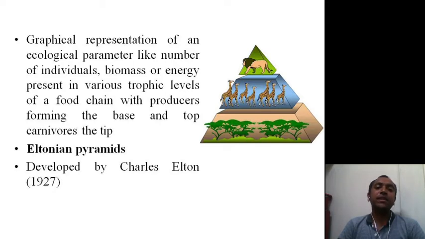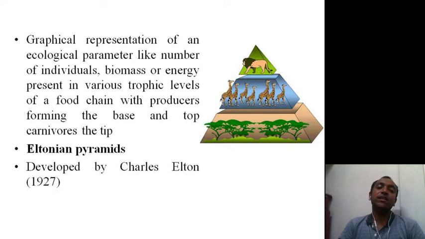Now biomass is basically the amount of living matter present in an organism, and trophic levels are basically the different levels of position an organism occupies in a food chain or food web. Now, if you see the picture towards your right, we talked about the producer forming the base, and then the giraffe occupying the next trophic level, and at the top or apex of the pyramid is the top carnivore, that is the lion in this case.